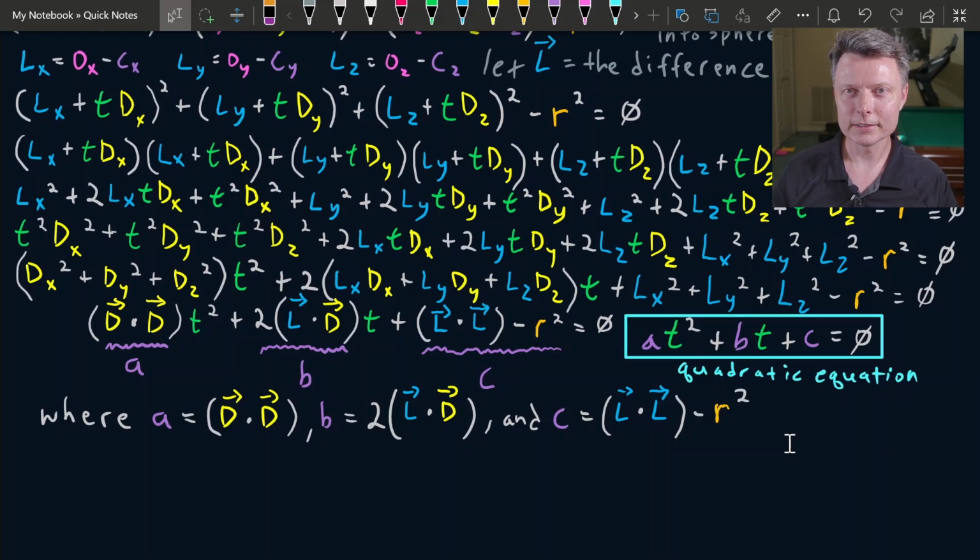On the next slide, let's take a look at the famous quadratic formula, which you might have encountered in math class in the past, and see how we can use that quadratic formula to solve for t in this quadratic equation.